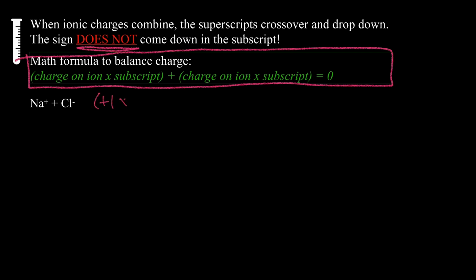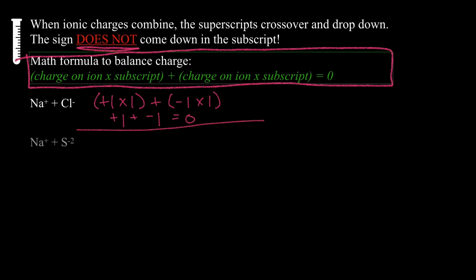Positive 1 times the 1 that came from the chloride, plus negative 1 times 1. So we would wind up with plus 1 plus negative 1 is 0. Neutral charge. Math checks out. Na+ S2-: plus 1 times 2, the 2 coming from the sulfur, plus negative 2 times 1. We wind up with plus 2 plus negative 2 is equal to 0.